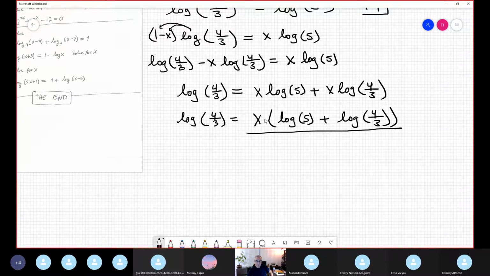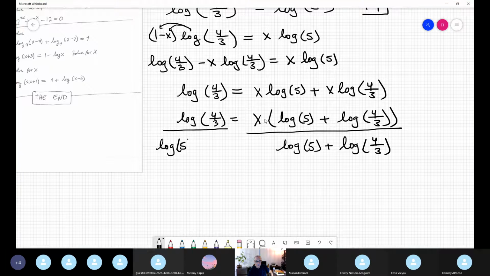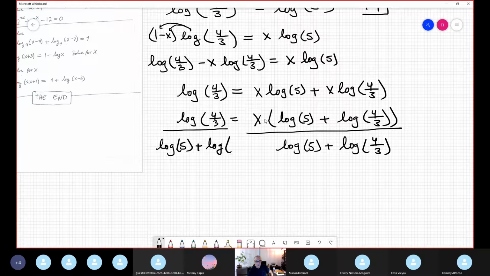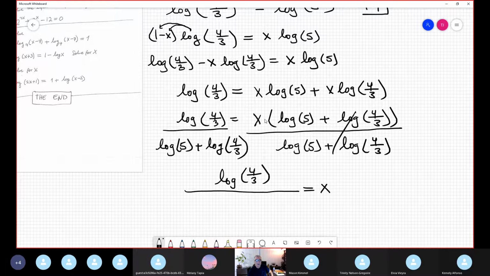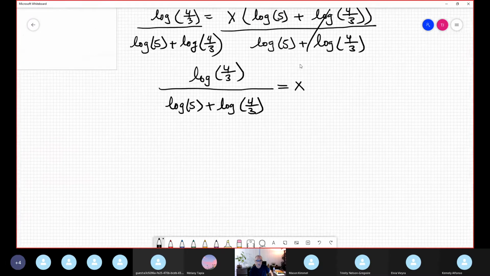Okay, you divide both sides by this number, logarithm of 5 plus logarithm of 4/3, because my goal is that this part cancels out and only x stays alone. So we have on the left hand side logarithm of 4 over 3 divided by logarithm of 5 plus logarithm of 4/3. I do not recommend putting it in a calculator like that.